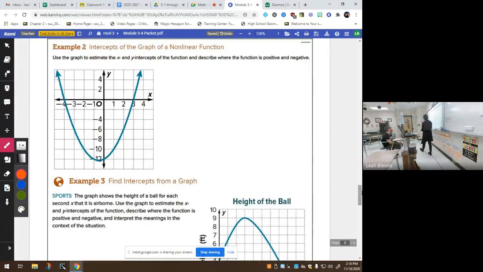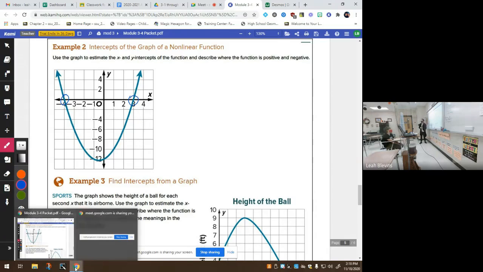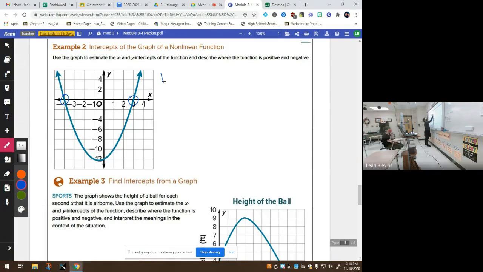All right, example 2 says, again, use the graph to estimate the x and y intercepts. So, what are my x-intercepts? Where are they? Come in quick, come in quick. -4 and +3. So my x-intercepts, if I write them as ordered pairs, are found at -4, 0. And this time we have 2 of them. 3, 0.